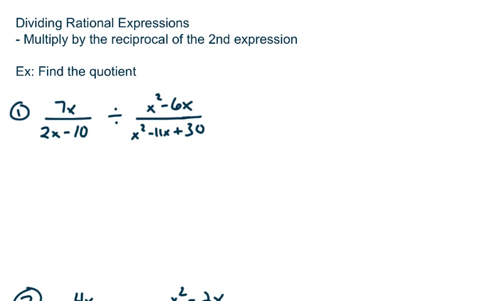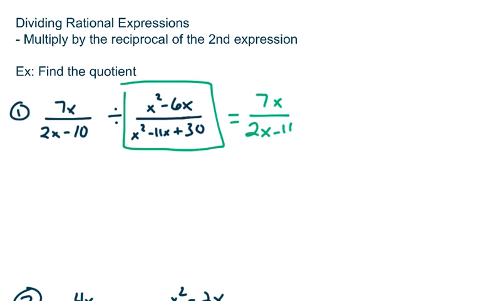So we're going to multiply by the reciprocal of the second expression. I'm going to take the second fraction and reverse it, make it the reciprocal. So this is going to be 7x over 2x minus 10 times the reciprocal: x squared minus 11x plus 30 over x squared minus 6x. Okay, so now we're basically back to the previous examples where we're multiplying.